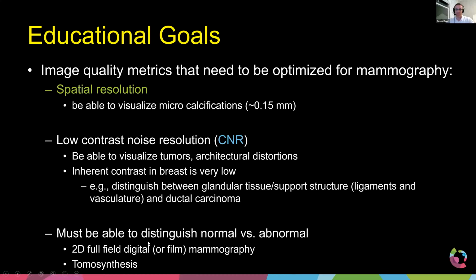We need to be able to do this in a variety of ways, both for 2D full field digital mammography, so 2D craniocaudal and mediolateral obliques, so MLOs, and with our newer technology within the last 5 to 10 years, tomosynthesis, or the quote unquote 3-dimensional breast imaging.